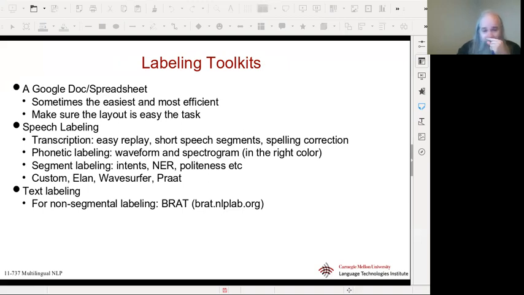Segmental labeling, maybe giving intents or maybe giving named entities, maybe politeness, maybe code switching information. You want to make sure that that's easy to do. You might have some custom tool to do this, probably web-based, although there's a bunch of tools that are already designed for doing a lot of this. There's a speech labeling tool called ELAN, which is usually looking at the data itself, and so you want to actually see the speech and be able to click on some parts of the speech. Wavesurfer 2 and BRAT.